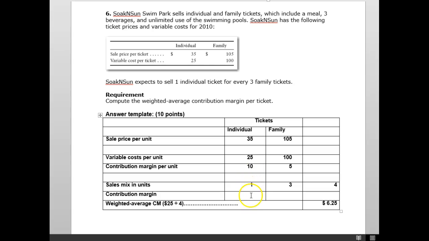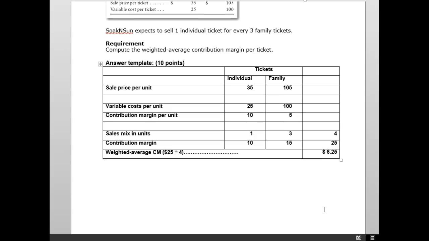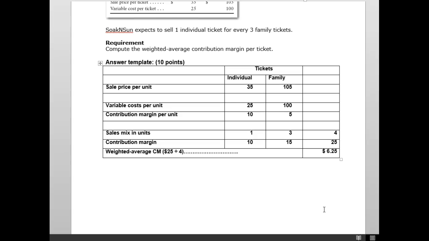So you're going to multiply that times 1 and this times 3. And then you're going to add that up to 25, and then you're going to divide it by 4 to come up with a weighted average CM of $6.25, and then you can go from there as far as your break-evens and everything. Just another way of looking at it.